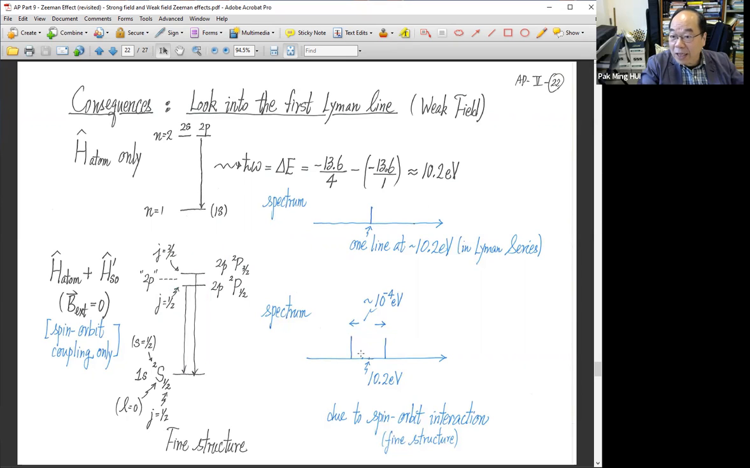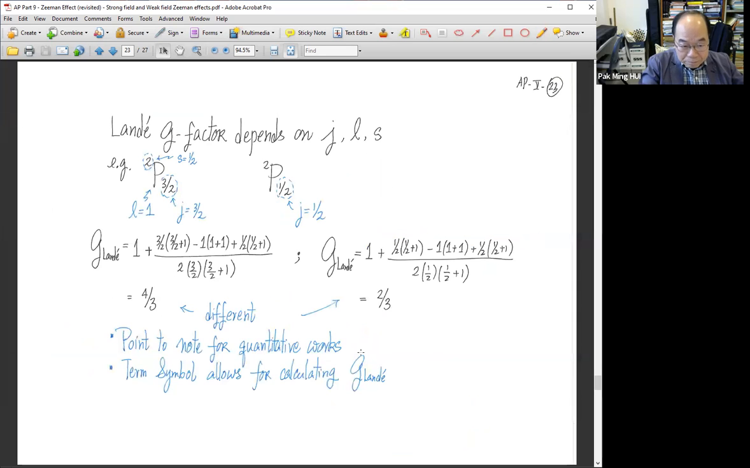Now we will turn on the external magnetic field. Here I just want to remind you that the term symbols introduced last time, all this information can go into calculating the Lande g factor. I do the example here for this particular P line split into J equals 3/2. The g factor is 4/3. For this particular one, the g factor is 2/3. So they are different according to the J values.